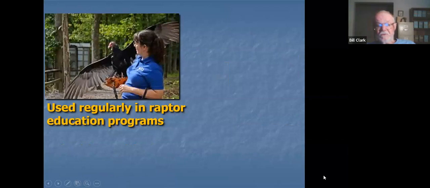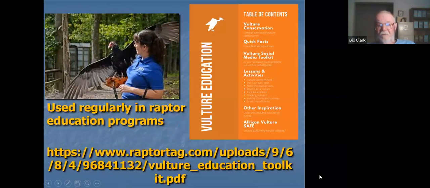Turkey vultures are also used regularly in raptor education programs. So many of the raptor rehabilitation centers have an education program where they use some of the birds that they're rehabbing, some of which can't be released in the wild, to educate the public about birds. And vultures work real well. And in fact, there's a whole organization devoted to vulture conservation, but use of vultures in raptor education. And they have put out a pamphlet on this. And you can get that pamphlet if you can take a screenshot or write real quickly to this URL, or you can just Google vulture education pamphlet.